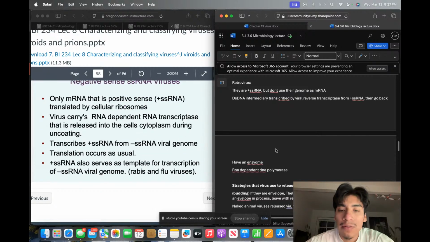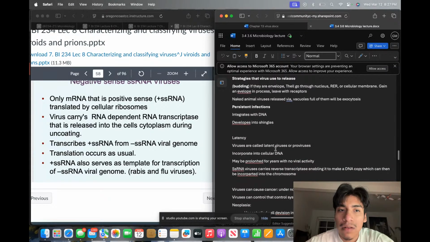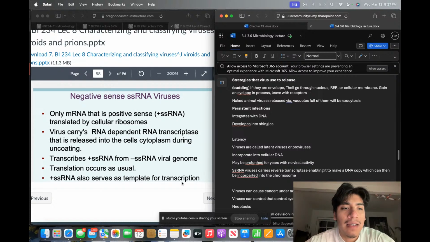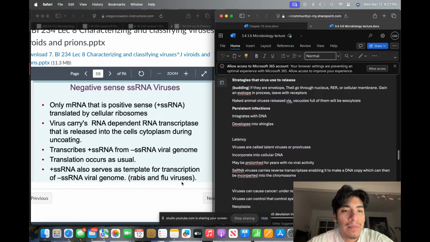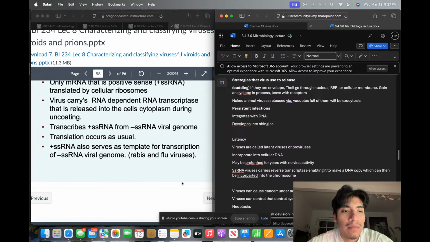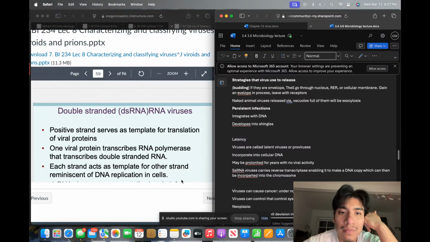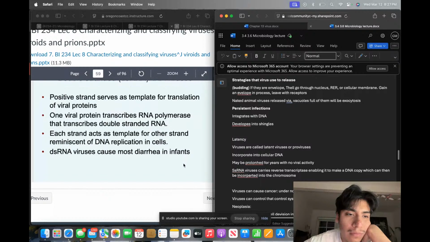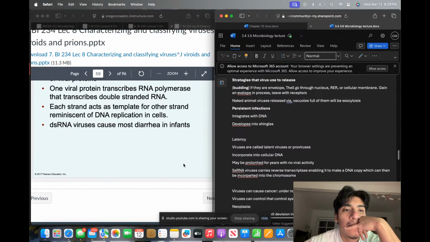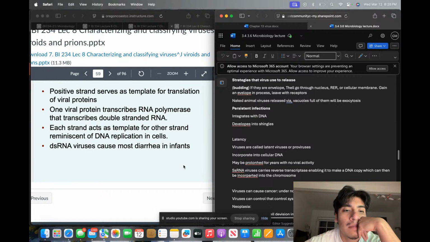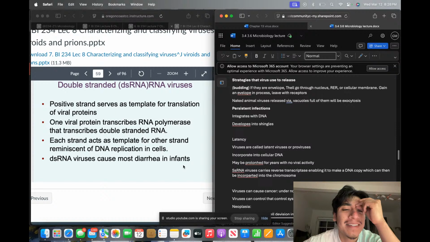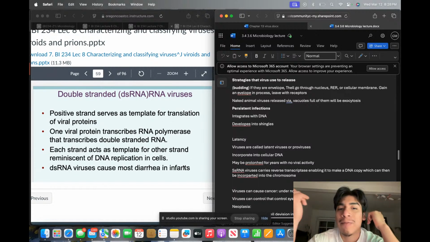All right, so now we're on to negative sense ssRNA. So negative ssRNA viruses. Yeah, this is just the same thing I already said. Each strand acts as a template for other strands. Double-stranded RNA viruses cause most diarrhea in infants. It's a funny thing to mention. So yeah, with double-stranded RNA you can just think of the same process. When is it going to transcribe? When it unwinds, because when it unwinds, it also has to wind up again.